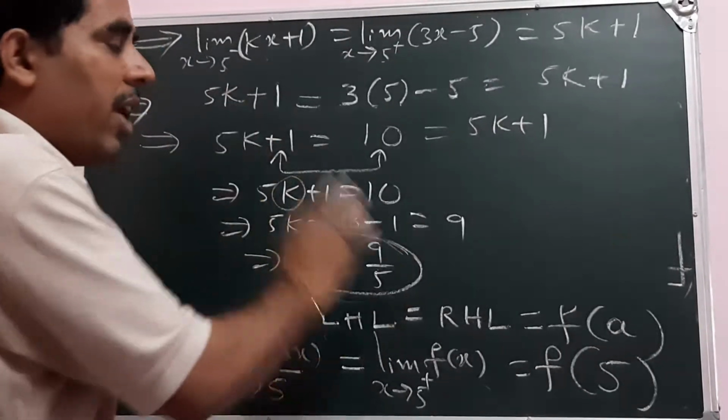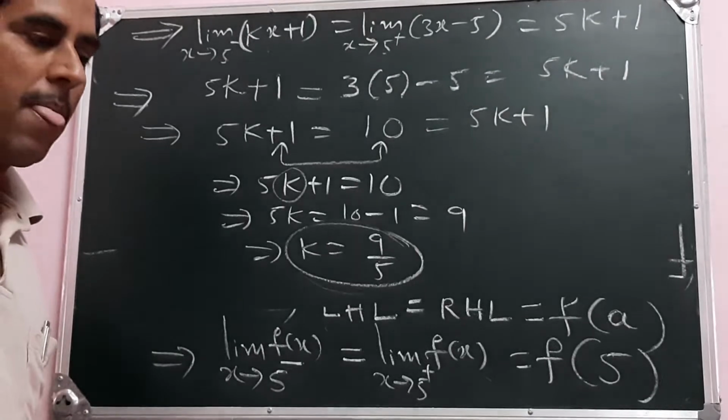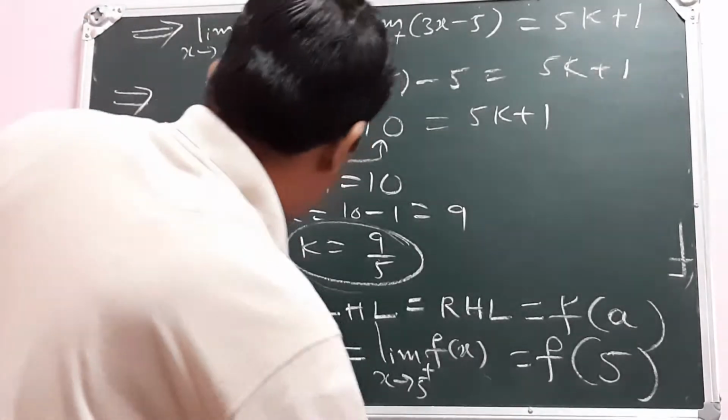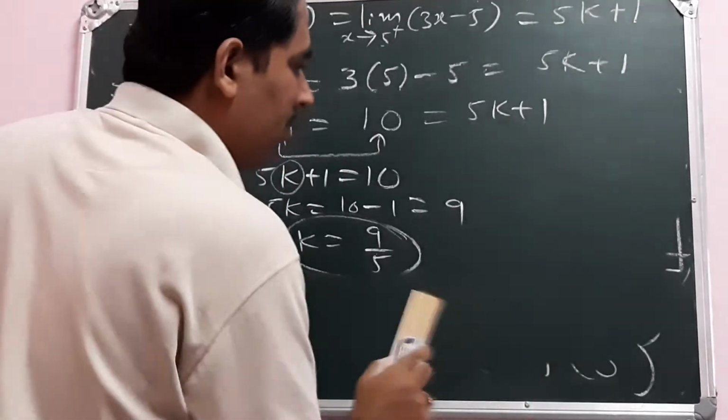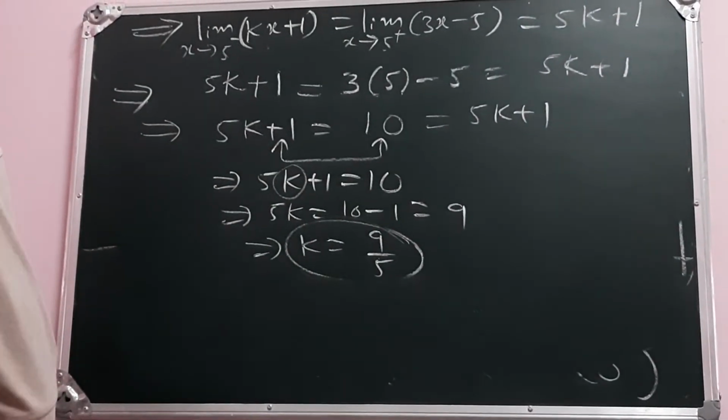Okay, so this is a very important problem carrying 4 marks in part E along with the 6 marks question. So the value of k is 9 divided by 5. You can solve like this.